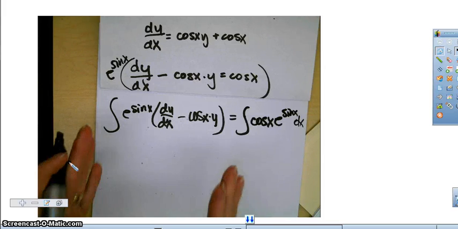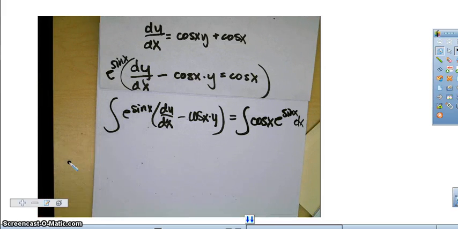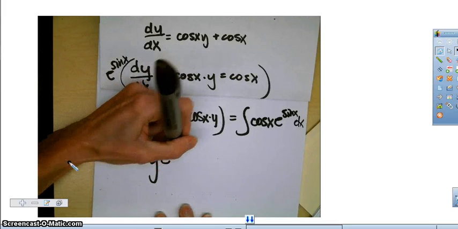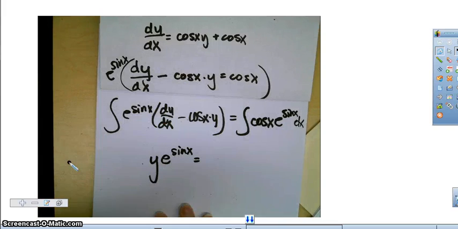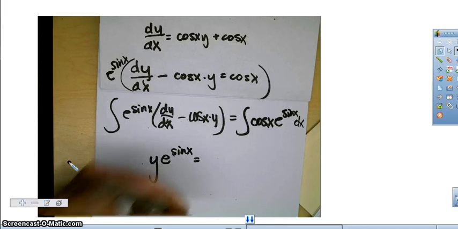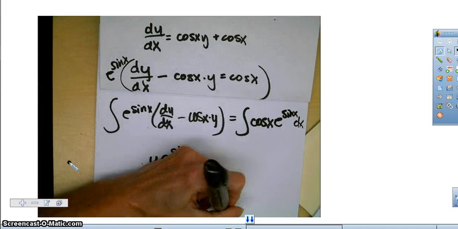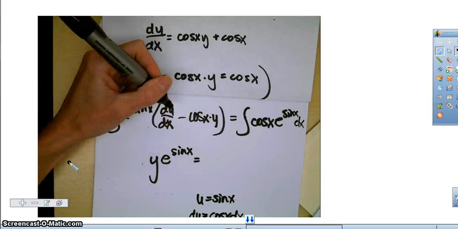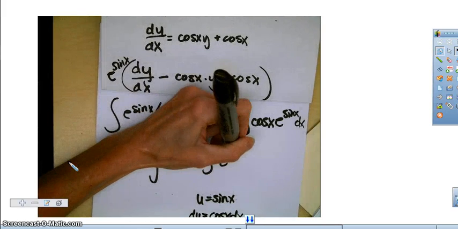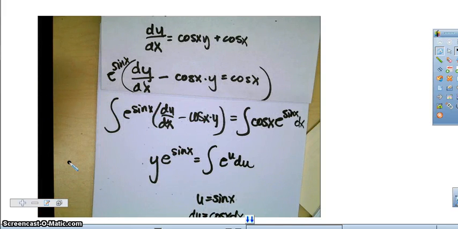All right, so what should be the antiderivative of the left side? Y e to the sine of x, yes. Y times the integrating factor is always the left side's antiderivative, always. Now, what are you going to have to use to find the integral of cosine of x times e to the sine of x dx? And what is your u going to be? And du, cosine of x dx. This is going to work out really nice, isn't it? So you're going to have the integral of e to the u du. What is the antiderivative of e to the u?